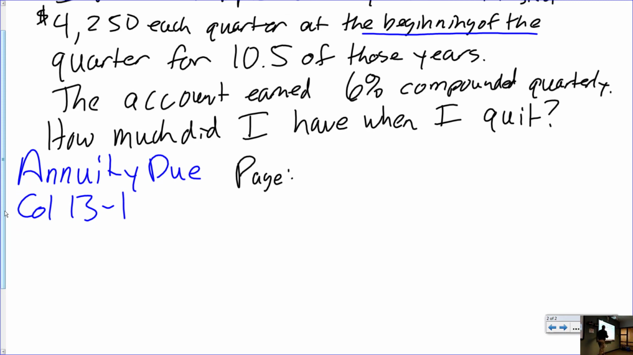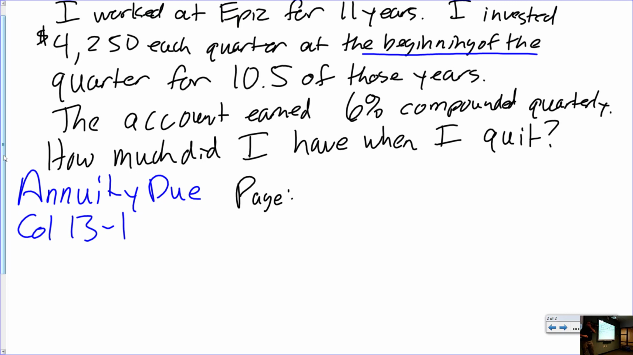All right, so what page am I going to go to? Start at the percentage, 6%. What do I have to do with that 6%? Divide by 4 because it's compounding quarterly. Okay, so exactly what we did back in chapter 12, same thing here in chapter 13. Right?